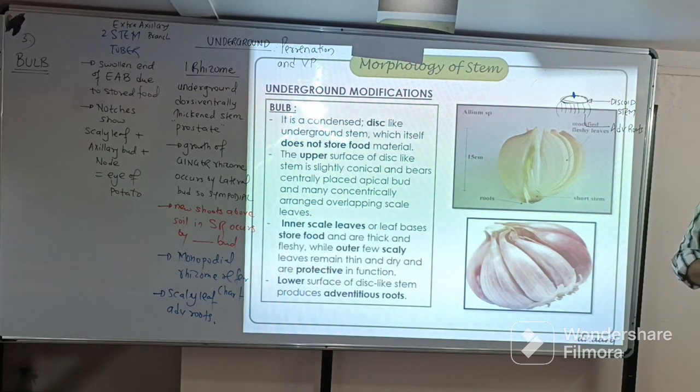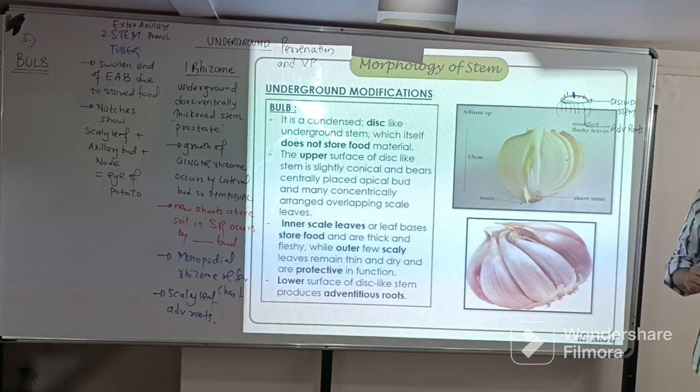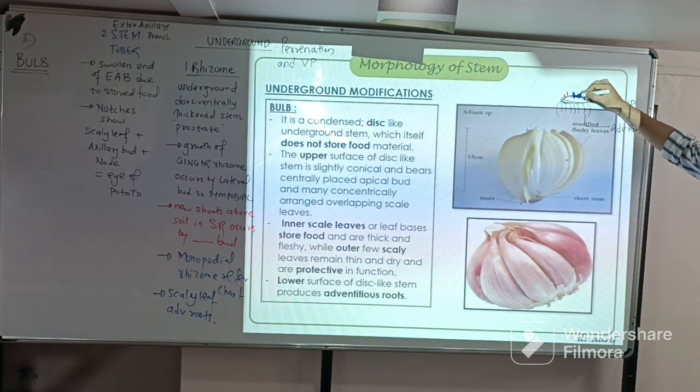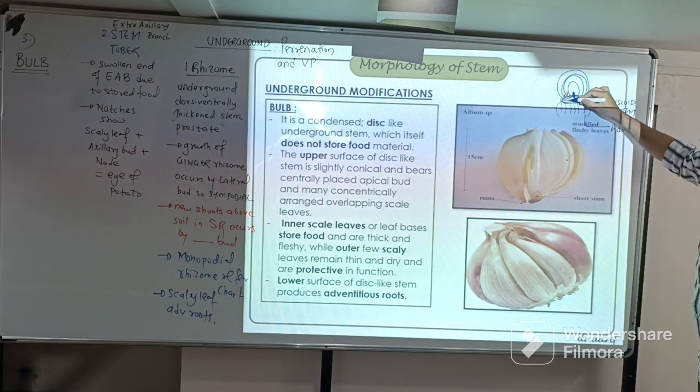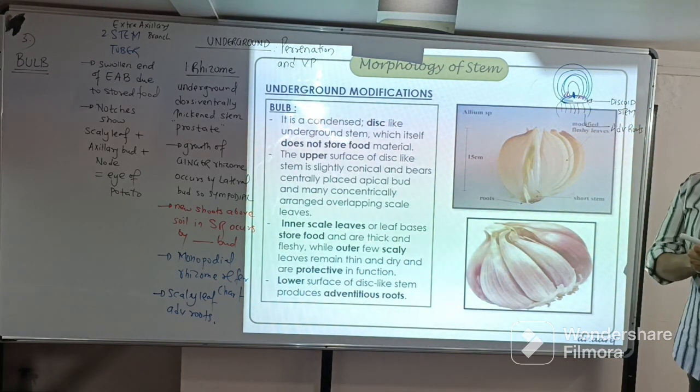What did I say? One apical bud. And do you see the few red ones I am drawing? These are all axillary buds. What are they? Axillary buds. And look here, guys. And there are, from the base of the axillary buds, do you see concentric fleshy leaves? What did I say? Concentric fleshy leaves.